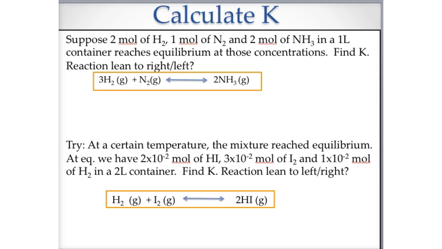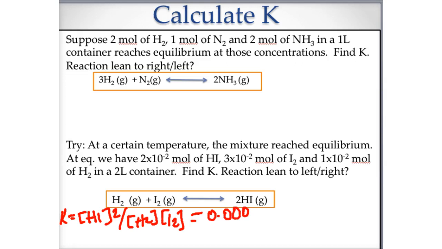Okay, and for the last example, where I want you to try this one and then check your answer, we're going to write the equilibrium expression. So K is equal to the concentration of HI to the second power divided by H2 times I2, right? This is on the denominator. And now we're going to start plugging in numbers, but remember it's moles divided by 2 liters. So when you divide, for example, the concentration of HI, it's going to be 2 times 10 to the negative 2 divided by 2. So that's going to be 0.0001 or 1 times 10 to the negative 4.